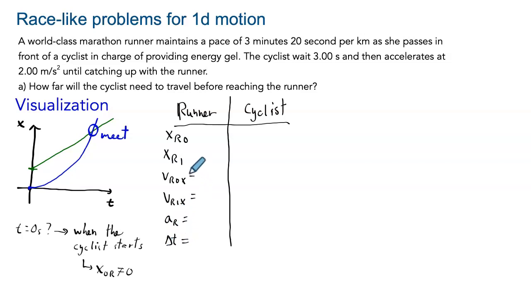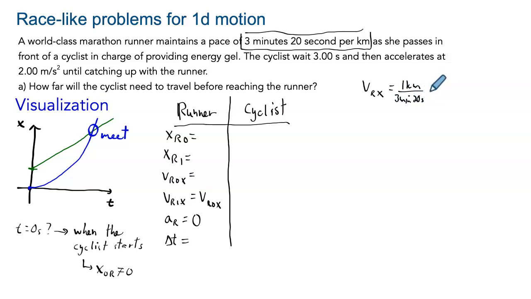For the runner, that's a bit overkill because we know that the acceleration is 0, so the final velocity will be the same as the initial one. And we can actually find this value. We know that the velocity of the runner, that I will just call Vrx from now on, is such that the runner is doing 1 kilometer in 3 minutes and 20 seconds. So 1 kilometer divided by 3 minutes 20 seconds is our speed. If I convert this, 1,000 meters is 1 kilometer, and 3 minutes is 180 seconds, plus 20, that makes 200 seconds. So we have a speed of 5 meters per second for the runner.